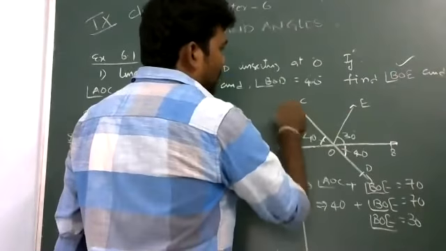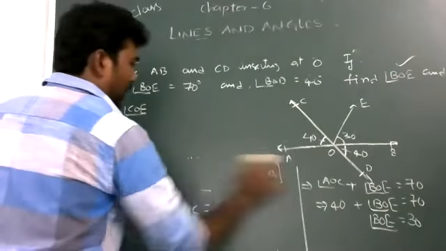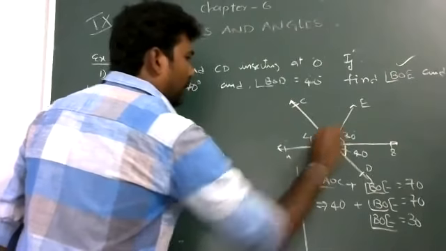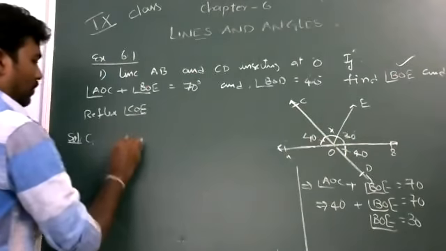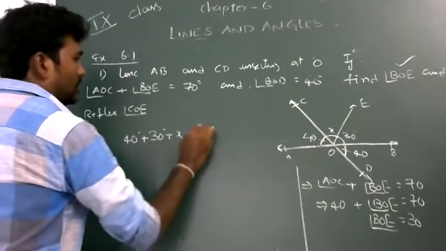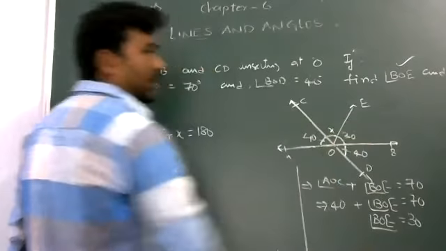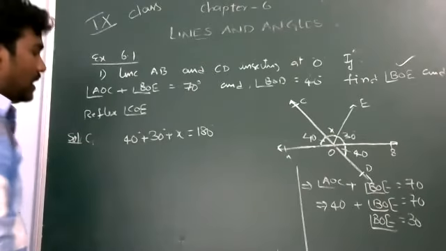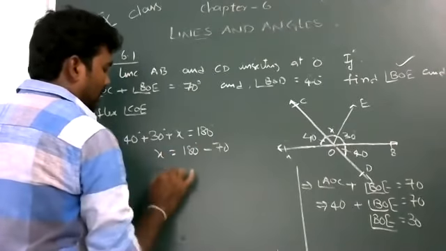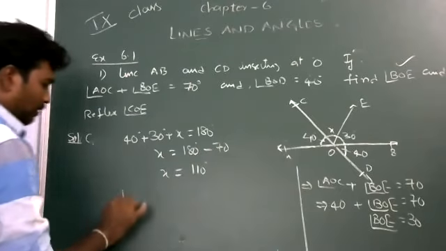What is that? COE. Now we need to calculate. First of all, suppose you assume this one is x. So 40 degrees plus 30 degrees plus x is equal to 180 degrees. Why? Because this symbol represents a semicircle, and a straight angle is equal to 180 degrees. That means x is equal to 180 minus 70 degrees. x equals 110 degrees.